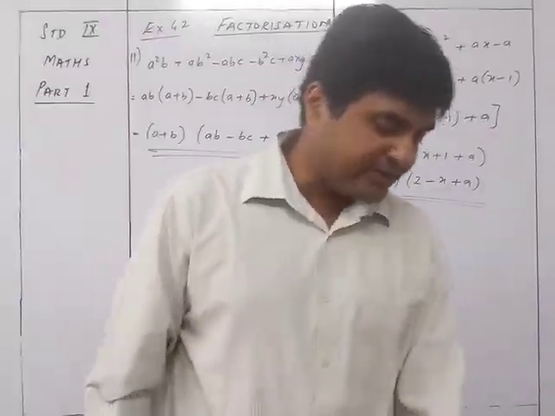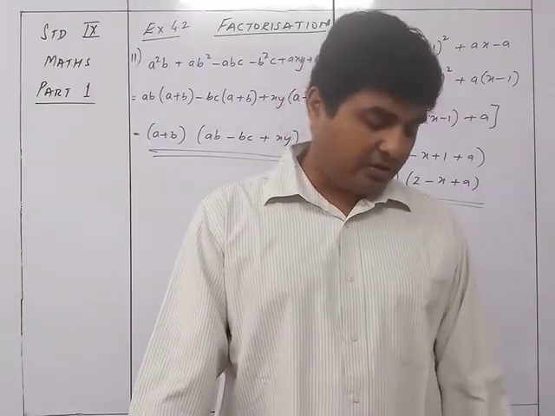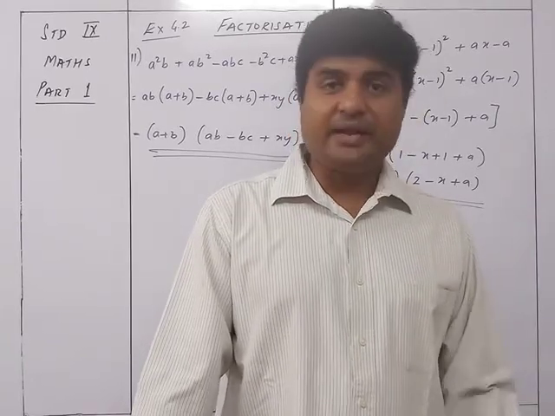Okay, so this was exercise 4.2. The next exercise is based on the identity a square minus b square is a plus b, a minus b. I think I'll take it in the next video.